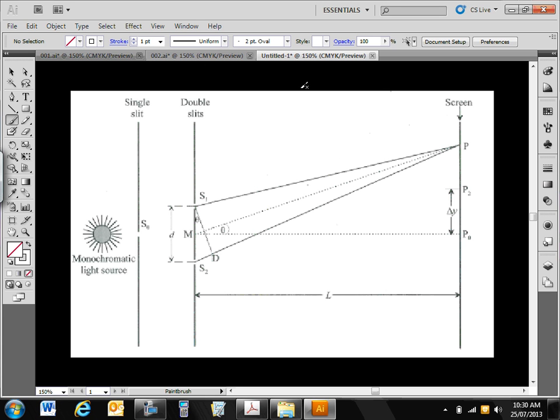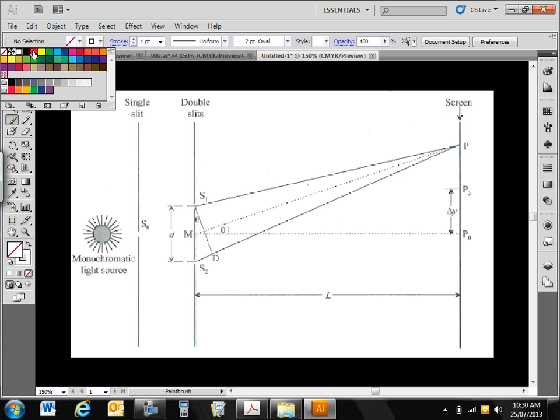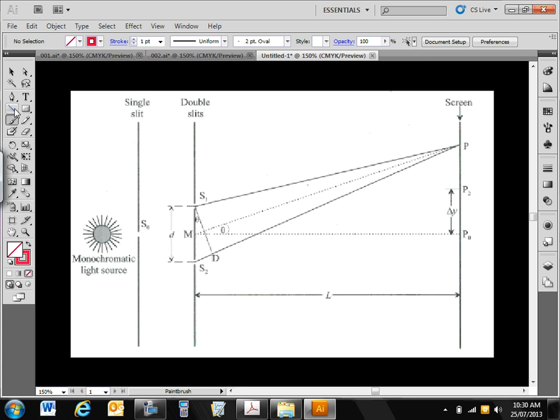Can you see straight away the path difference between those two light waves? Can anybody see that? Path difference between the two waves. Well, look, from slit S1 to P is exactly the same length as P to D in this case. And this line segment, S2D, would be the path difference between the two waves for that point P there. Let's go through the proof.